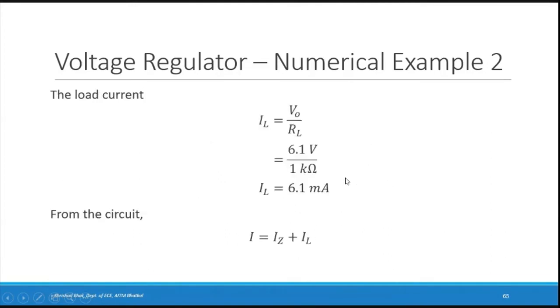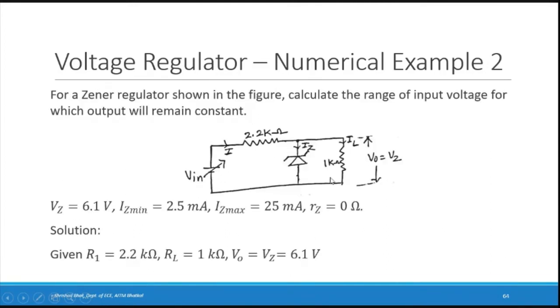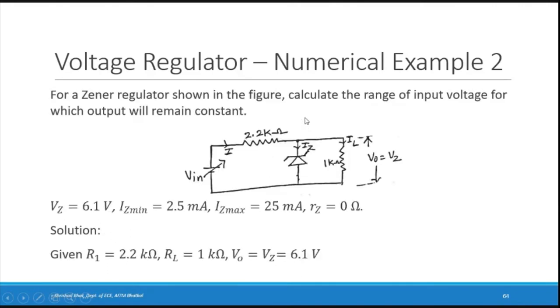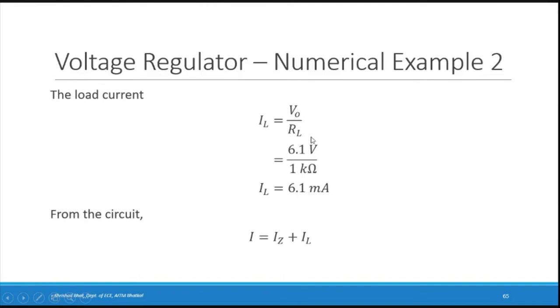Load resistance is given, and V0, the voltage across the load, is given. From that, we can find the load current IL. Current IL is equal to V0 divided by RL. V divided by R is the current, right? V0 is given as 6.1 volts, RL is given as 1K. So 6.1 by 1K, IL is 6.1 milliamps. In the denominator we have kilo ohms, so it becomes 6.1 milliamps. That is the load current.